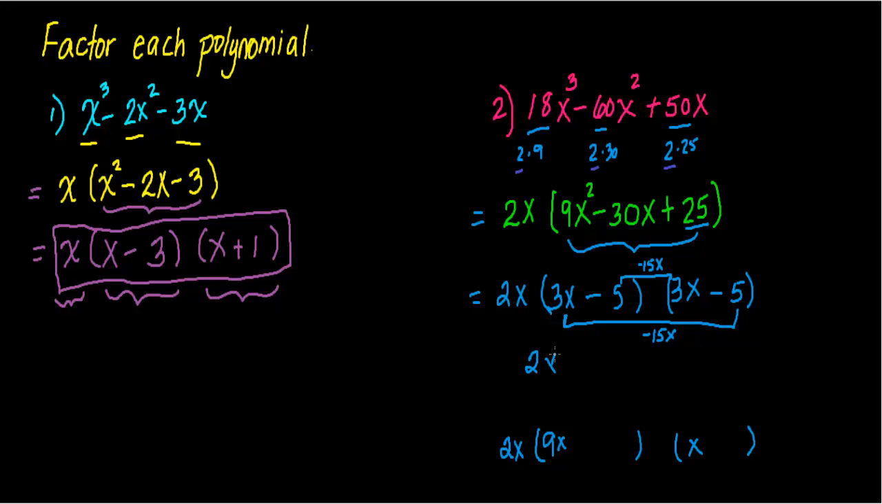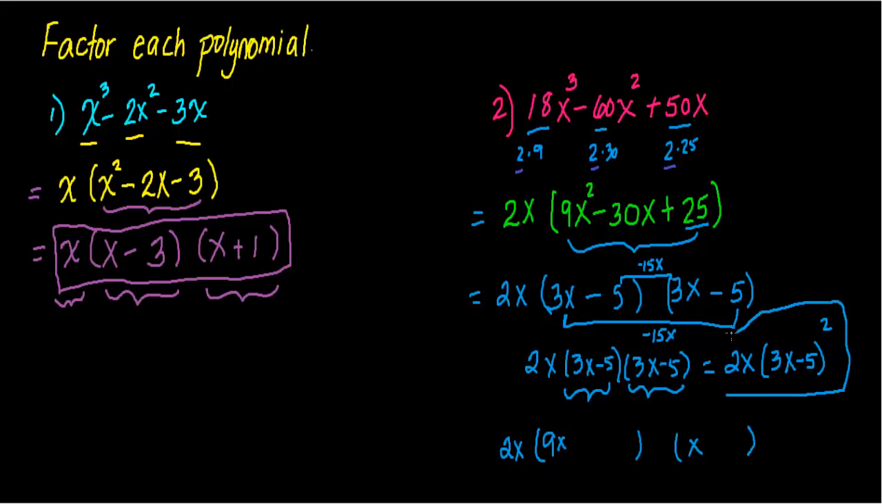That would be 2x times 3x minus 5 times 3x minus 5. And if you want, you could write this as 2x times 3x minus 5 squared, because you have this factor twice. So you can add the exponents. The bases are equal, the exponents you can add. Okay? And there you have it. This option, we're not even going to try because we know this one was the one that worked.